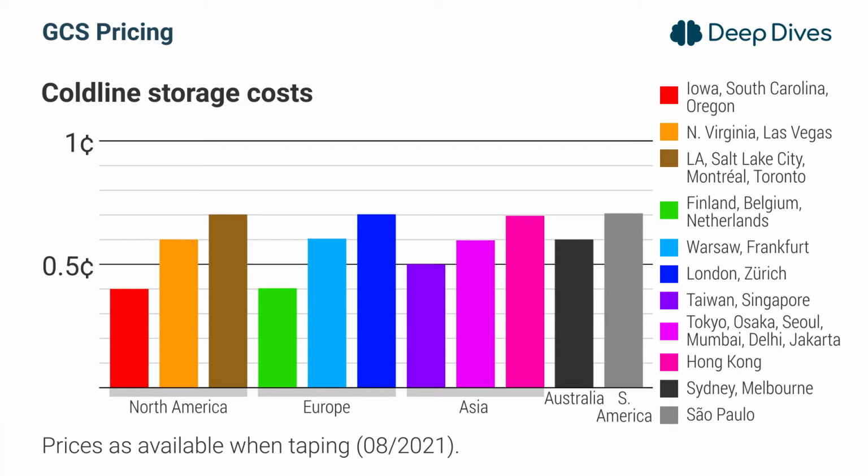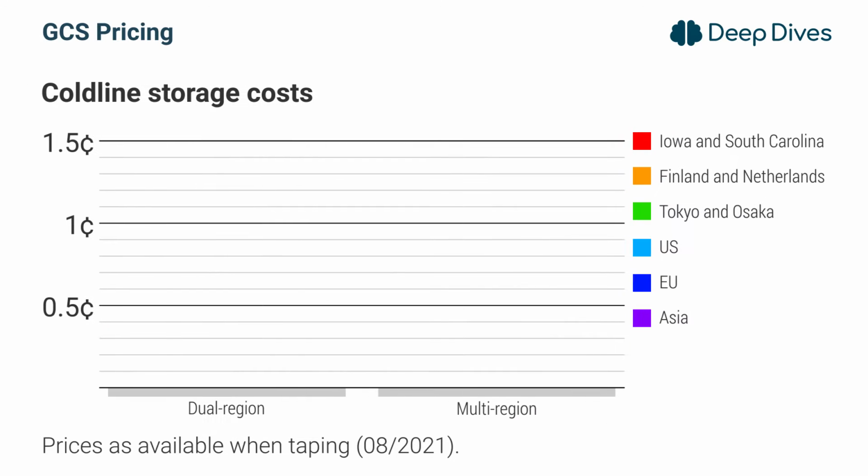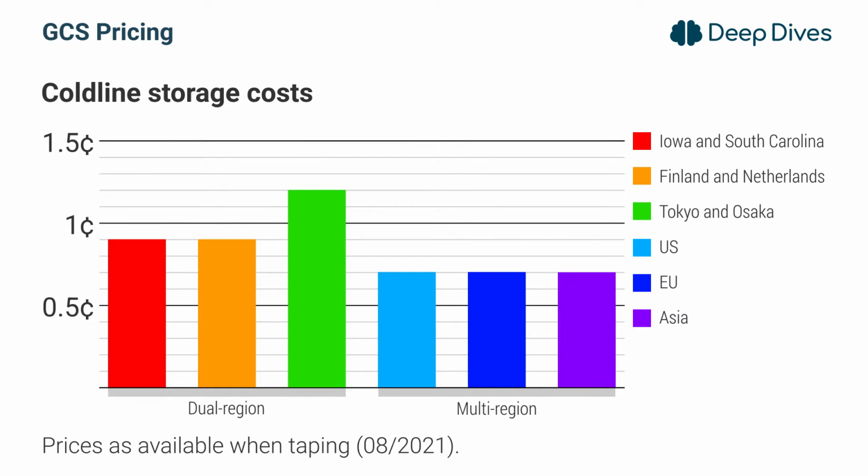Coldline costs have a lot of variants, starting at 0.4 cents in some North American and European regions, all the way to 0.7 cents in Sao Paulo, and also some other North American and European regions. So pay close attention to which region you're selecting. These prices are often, but not always, just under half of the Nearline storage price. Dual regions are 0.9 cents in North America and Europe and 1.2 cents in Asia, whereas multi-regions are all 0.7 cents per gigabyte per month.